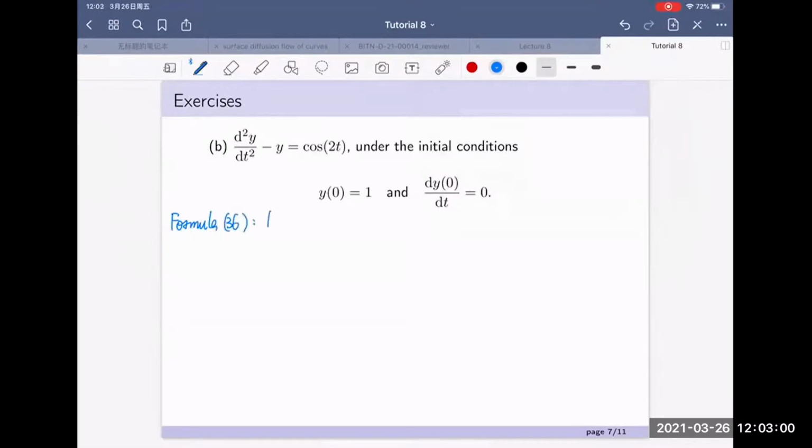Every time we write down this, the Laplace transform of a double derivative is s squared times the Laplace transform minus s y0 minus the derivative at 0. And for this question, the derivative at 0 is 0, but the function value at 0 is 1. It's not 0 now. So you have an extra term minus s. Then apply the Laplace transform to the equation.